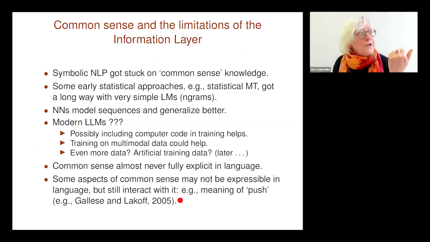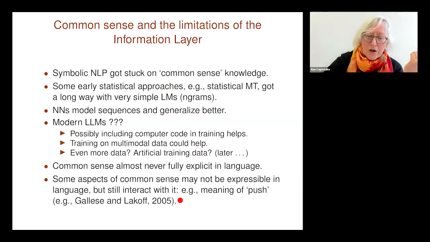And the crucial thing at the moment, I think, is how much common sense knowledge can we get out of the information layer with current models or with other models potentially. This is where symbolic NLP got stuck, and early statistical approaches got quite a long way with very simple techniques. And neural networks model sequences and generalize better. So even when you don't train them on vast quantities of data, things were already getting better.